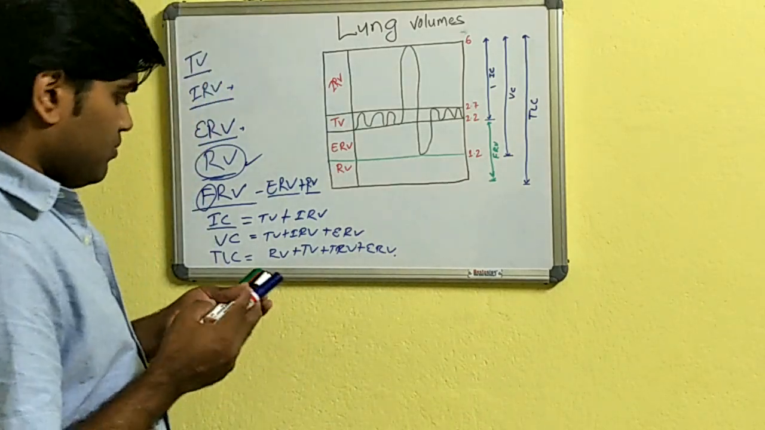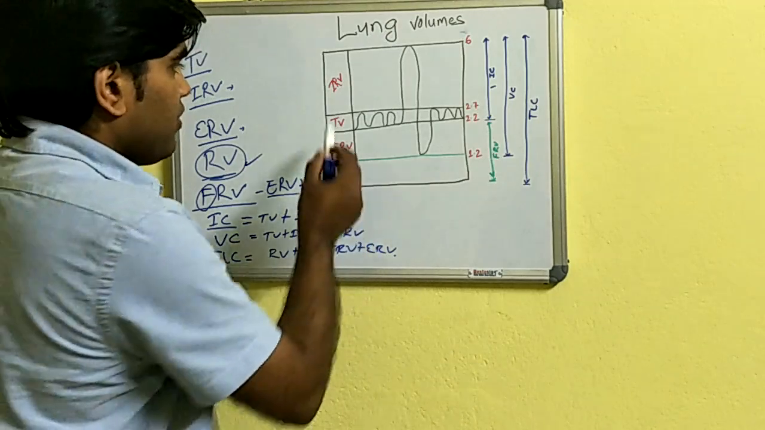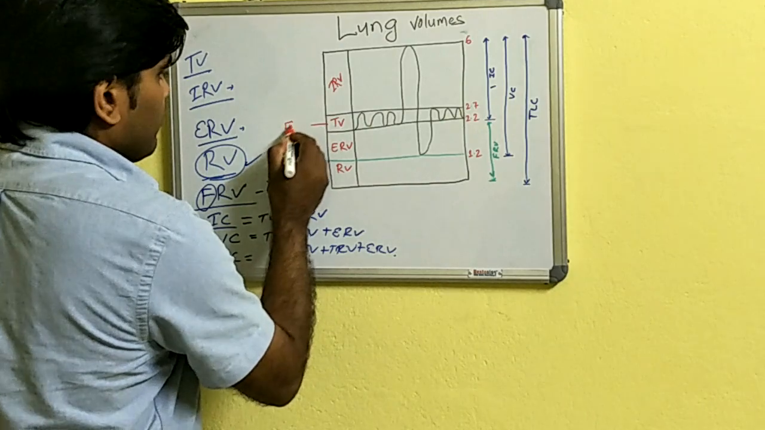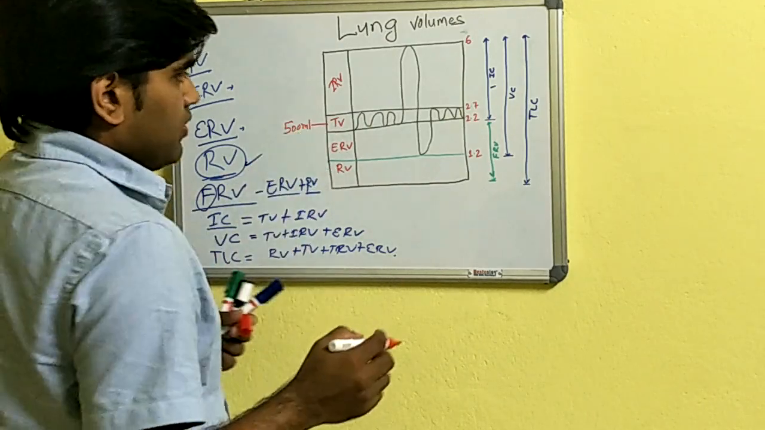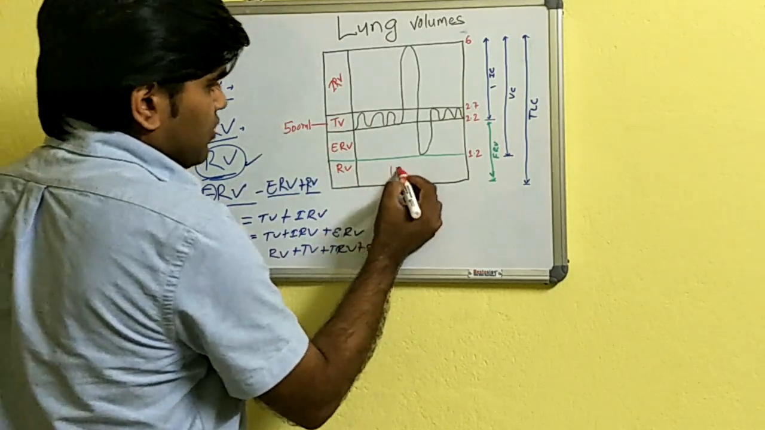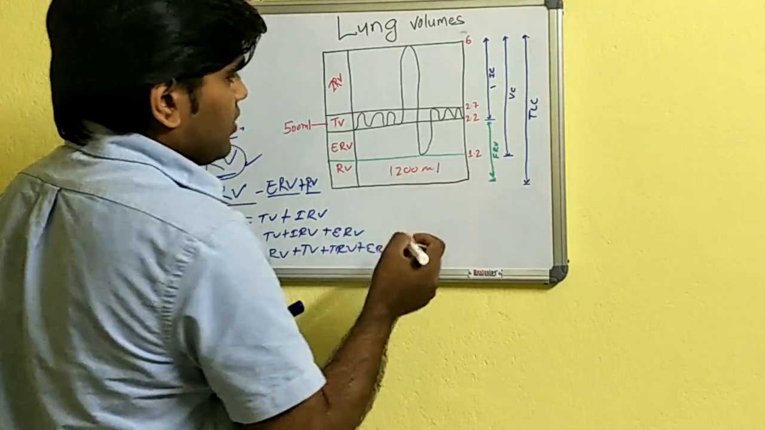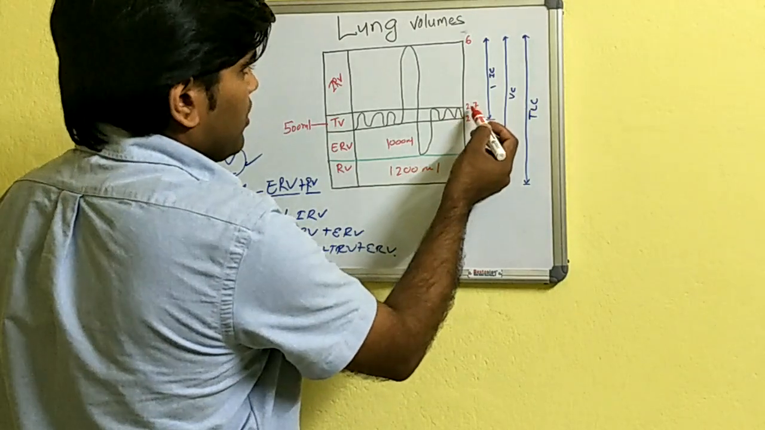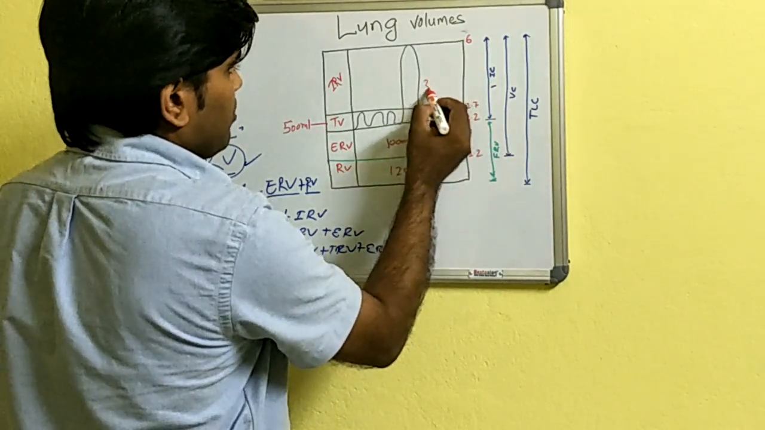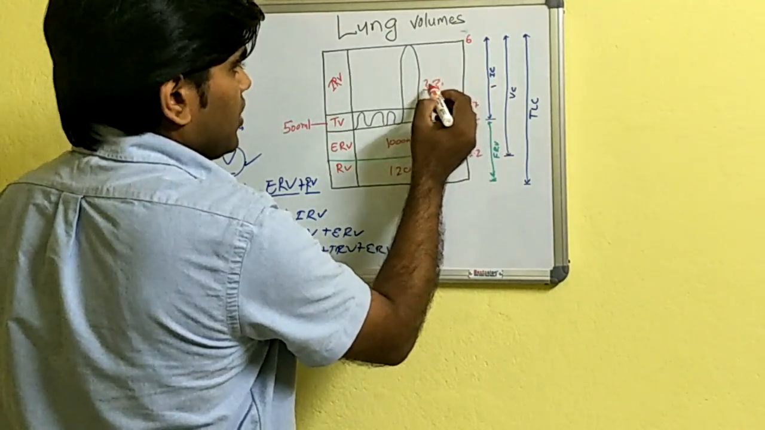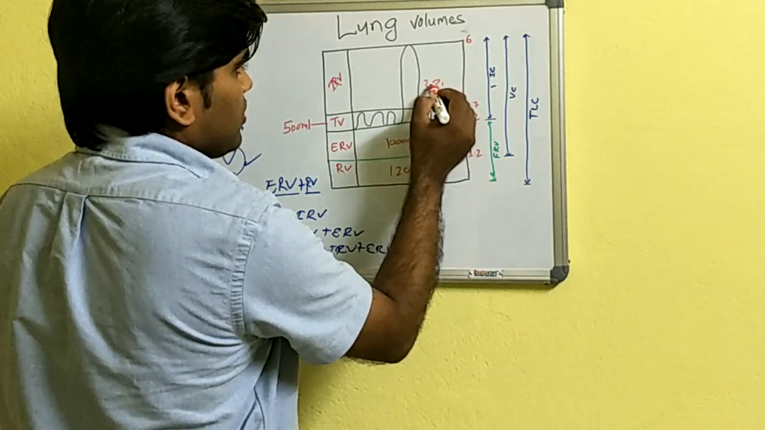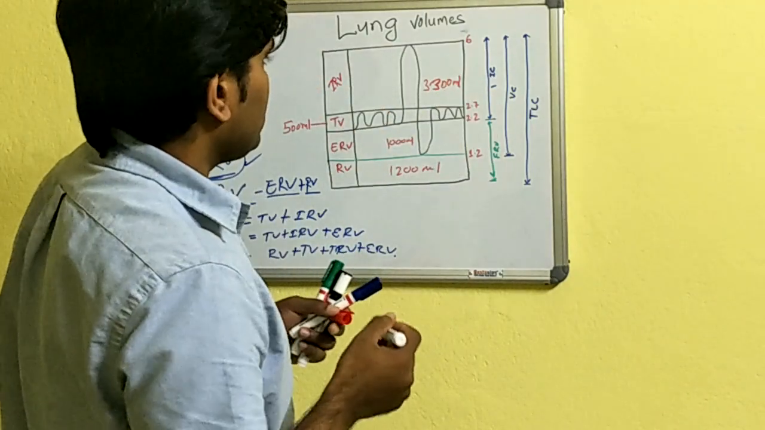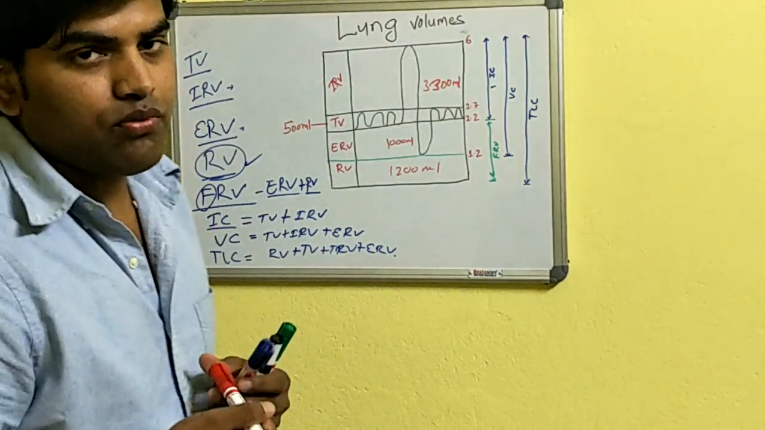Now, what are the amounts? Tidal volume is usually 500 ml. Residual volume is 1200 ml. Expiratory reserve volume is 1000 ml. And the inspiratory reserve volume is 3.3, that is 3300 ml. So this is all about lung volumes. Hope you have understood.